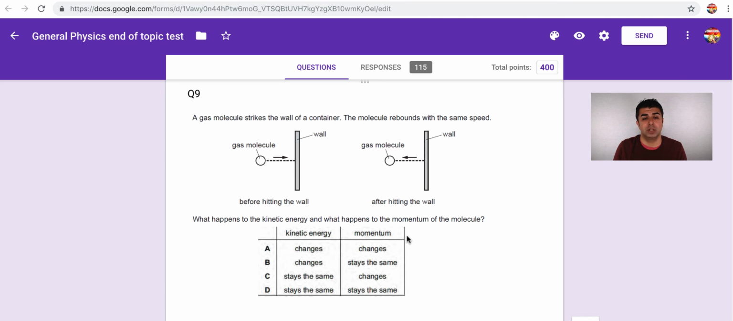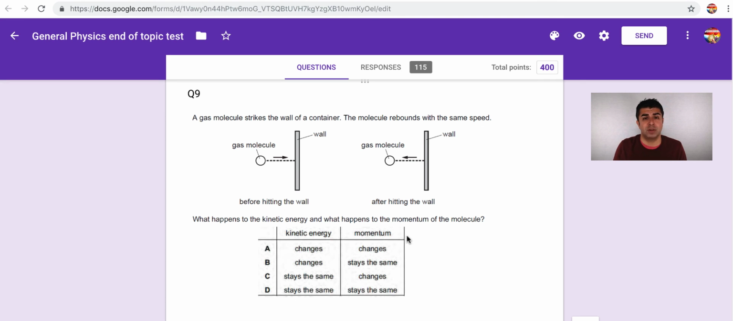So the answer could only be C or D. Now, quite often here students will get confused and they'll pick D because they remember the total momentum before a collision is equal to the total momentum after a collision. The thing is here, we're actually only focused on the gas molecule. The total collision here also involves the wall, and yet we're ignoring the wall in this process.